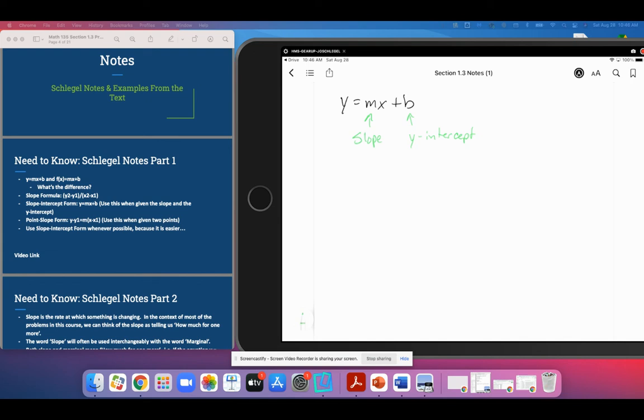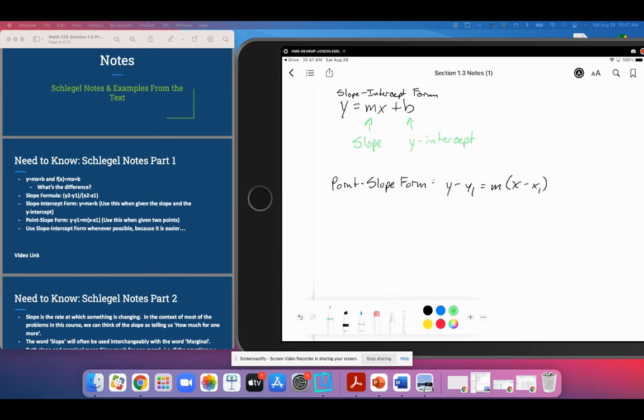The next one down is a fun one. Most people really don't like it, especially if they have to do it by hand. For us, it's not going to be that big of a deal because we will have Wolfram doing it for us. This is going to be point slope form. And again, this one above it was slope-intercept form. Point slope form, everyone, is like this. It goes y minus y1 equals m times x minus x1.